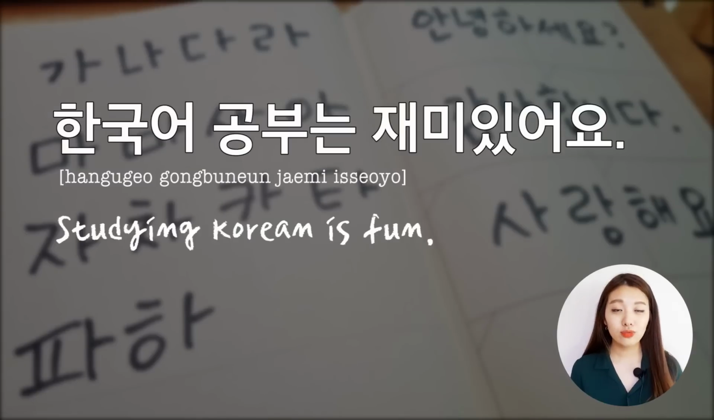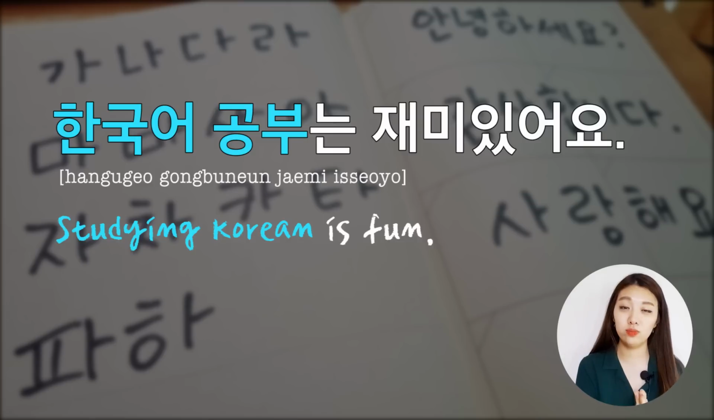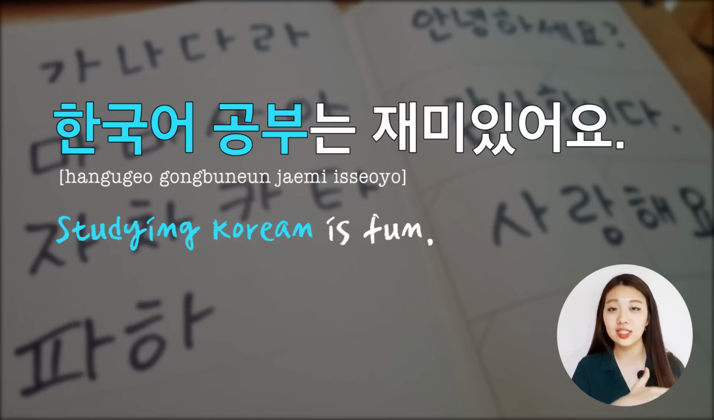So let's move on to the next step. We are gonna learn how to combine 는 and 이가 in one sentence. Let's take a look at this. 한국어 공부는 재미있어요. Studying Korean is fun. What is the topic here? We are talking about 한국어 공부, right? Studying Korean, Korean study. So that's why 는 is there.